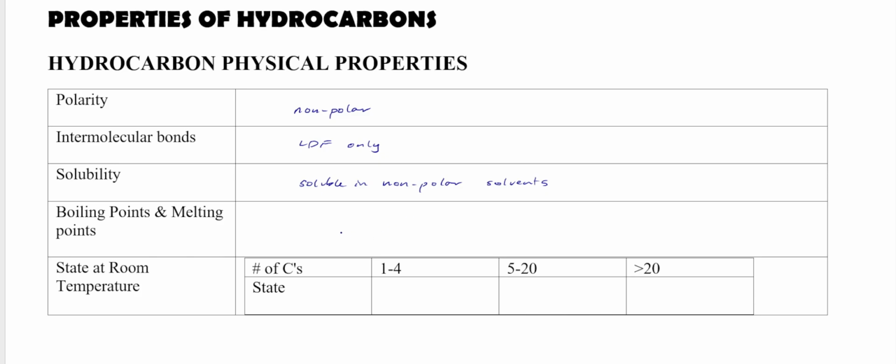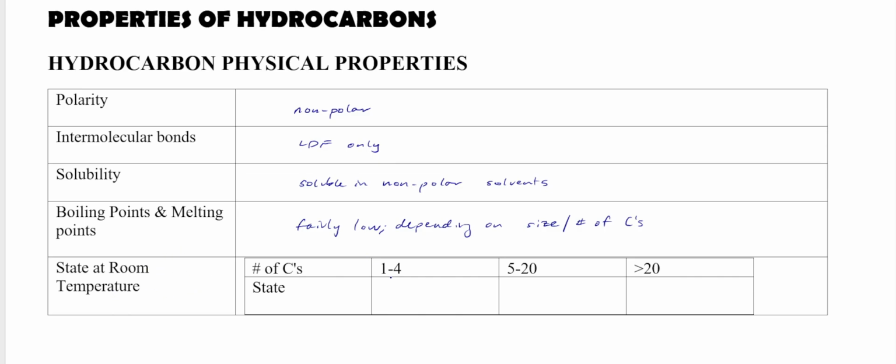Boiling point and melting point are fairly low, but depending on size / number of carbons, right? So what I mean by that is that the more carbons a hydrocarbon will have, the higher the melting point and boiling point. So we can see this right here.